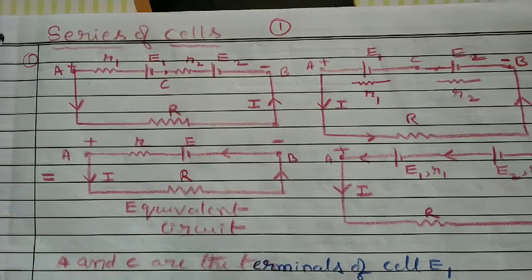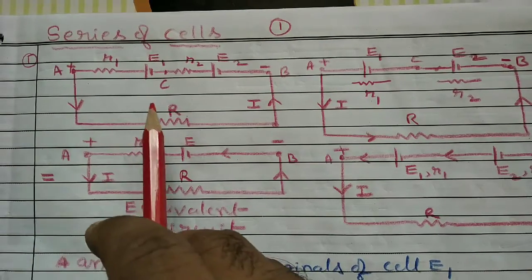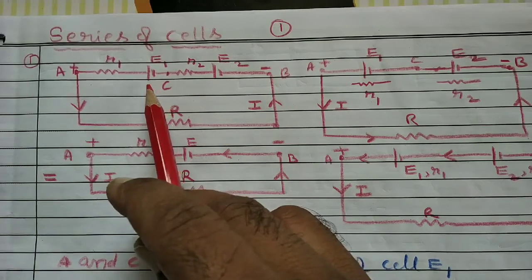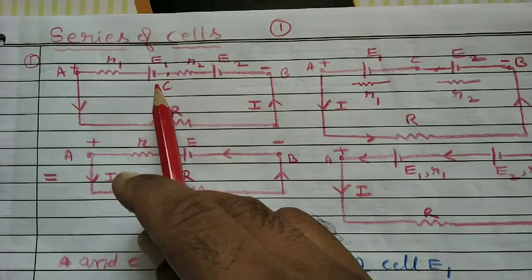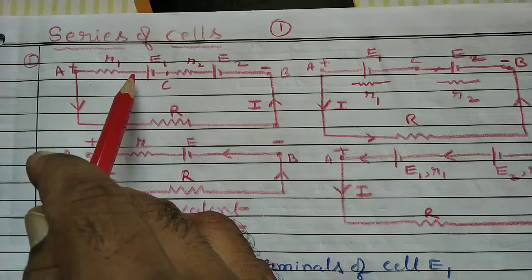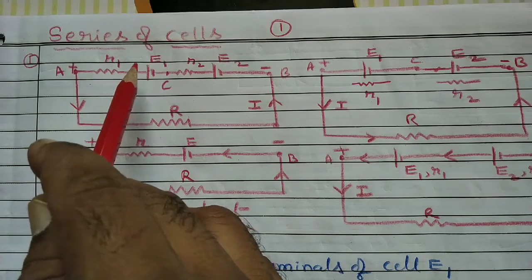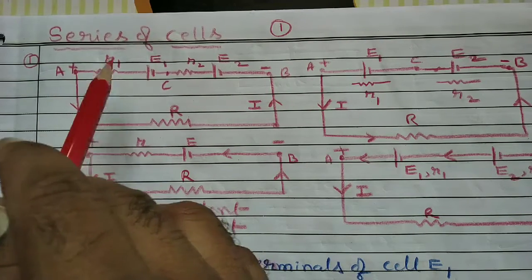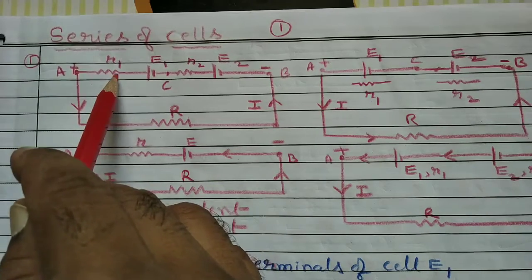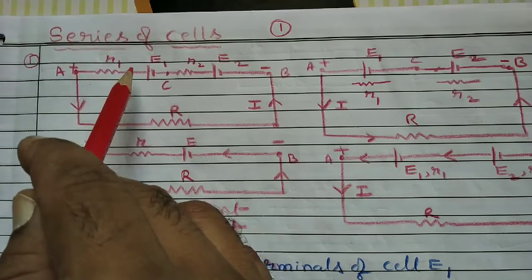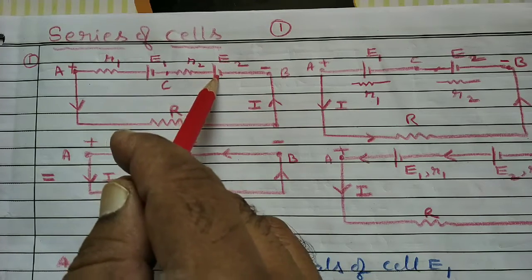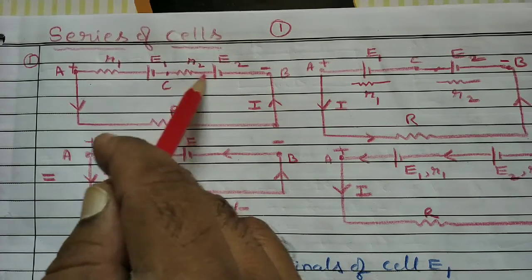Dear students, here two cells are connected in series. Here is a cell E1 whose EMF is E1 and internal resistance is R1. So we can show its internal resistance in series with E1. See, this R1 is the internal resistance of cell E1, and we can show it in series. Similarly, E2 is a cell whose EMF is E2, and its internal resistance R2 is in series.